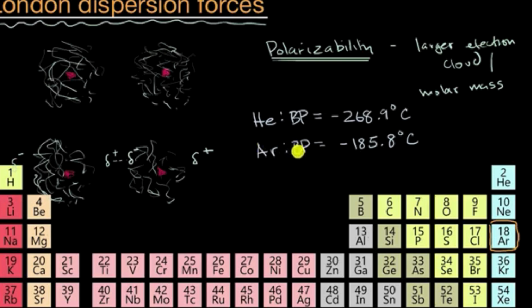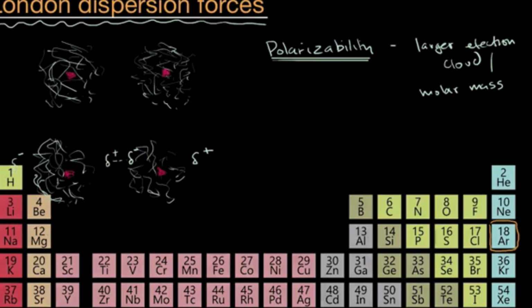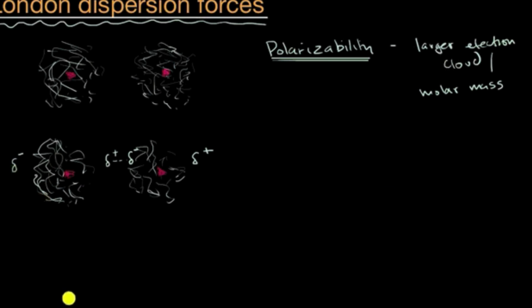But that doesn't happen for argon until a good bit warmer, still cold by our standards, and that's because it takes more energy to overcome the London dispersion forces of argon, because the argon atoms have larger electron clouds. So generally speaking, the larger the molecule, because it has a larger electron cloud, it'll have higher polarizability and higher London dispersion forces.